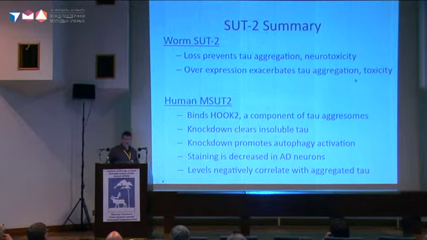Just to summarize, loss of SUT2 prevents tau aggregation and neurotoxicity in our worm model. Overexpression exacerbates this aggregation and toxicity. Human MSUT2, we know, binds to HOOK2, a component of tau aggresomes, and knockdown of MSUT2 clears insoluble tau. We also know that knockdown promotes autophagy activation, and this somehow promotes clearance of insoluble tau. We know that MSUT2 is also decreased in Alzheimer's disease, and its levels are negatively correlated with aggregated tau.